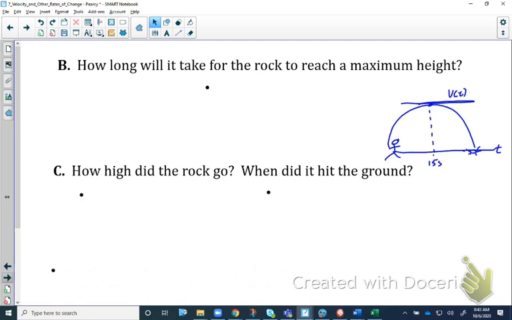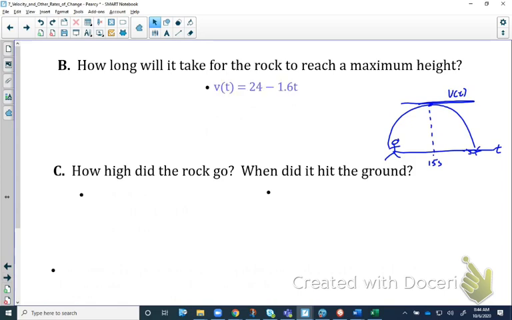Here, example B: how long will it take for the rock to reach its maximum height? The illustration on the right is Neil Armstrong up on the moon tossing a rock into the air. Anytime you throw anything into the air, it's going to have that parabolic motion. What we're looking for is where the height reaches its maximum point, and the velocity is going to be 0 there, because it changes direction at that point.